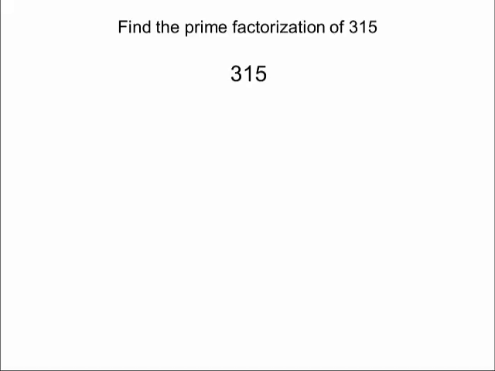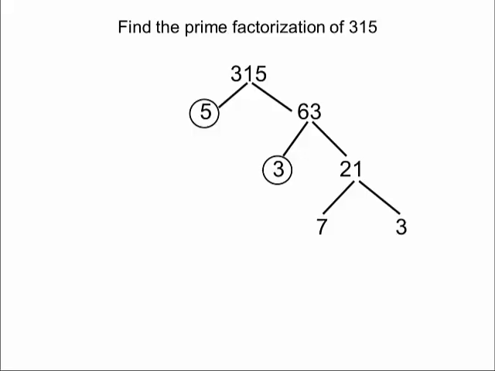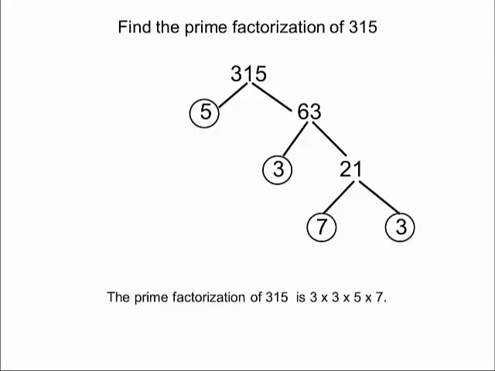When I look at 315, I notice it ends in a 5, so I usually start with 5 and 63. 5 is prime. 63 I found using a calculator. It's not something I knew off the top of my head. So I just divided 315 by 5, and I found what other factor makes up the 315. 63 has a factor of 3 since 6 plus 3 is 9. So I know that 63 is 3 times 21. 3 is prime. 21 I think of as 3 and 7. Both are prime. The prime factorization is 2 3s, a 5, and a 7.